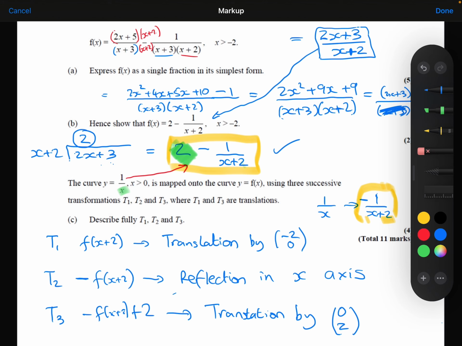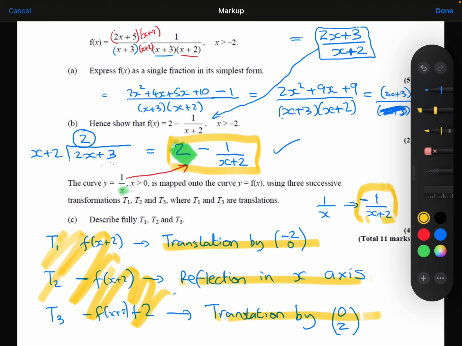And there we go. So the actual answers for part C: this is T1, this is T2, this is T3. You didn't need to include this bit here, that was just me hopefully explaining it to you in a clear way. You do need the sentences and the vectors.